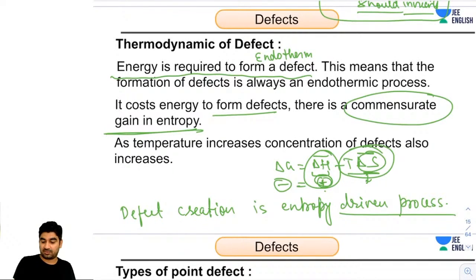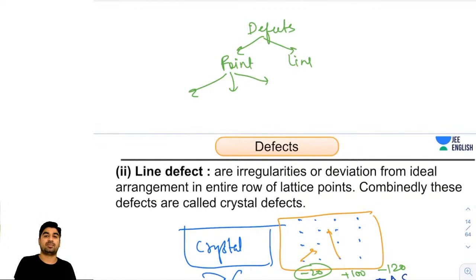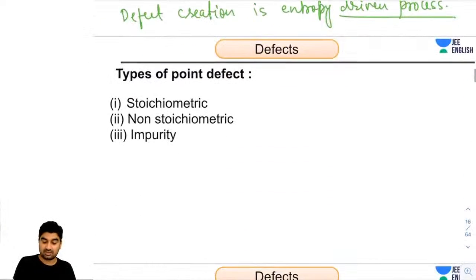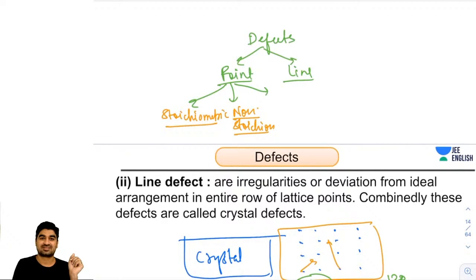So now, before this, I told you that if I talk about defects, they are of two types. One is point, another is line. So point defect are further divided into three parts, right? Point defect: stoichiometric, non-stoichiometric, and impurity. Note it down. So defect can be point defect, defect can be line defect, and if it is point defect, then it can be stoichiometric, non-stoichiometric, and what? Impurity. So there are three types of point defect, right? Line defect we will discuss later on.